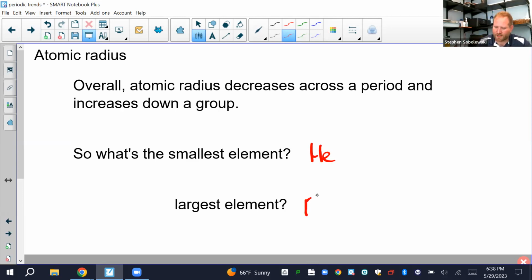What about the largest element? Well, that's going to be francium. That's going to be the left side bottom element because we have 7 energy levels and that outermost electron is held very loosely around the outside.